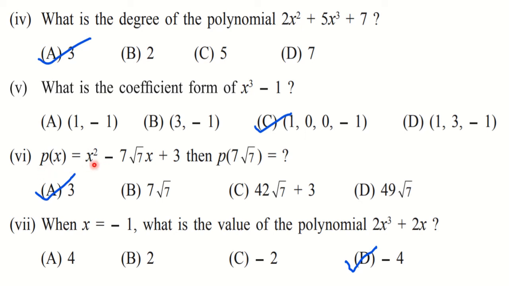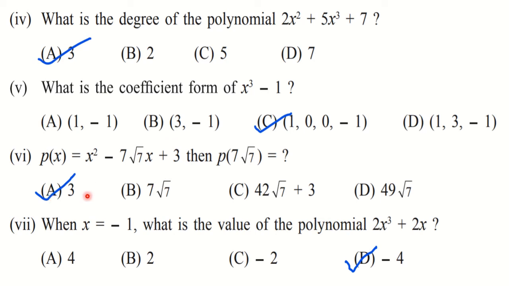Next, p(x) is equal to x square minus 7 root 7 x plus 3. Then what is p(7 root 7)? That means you are replacing x by 7 root 7. Okay, so here you will get 7 root 7 square, and here also you will get 7 root 7 square, because 7 root 7 into 7 root 7. So these two terms will get cancelled, and your answer is plus 3.